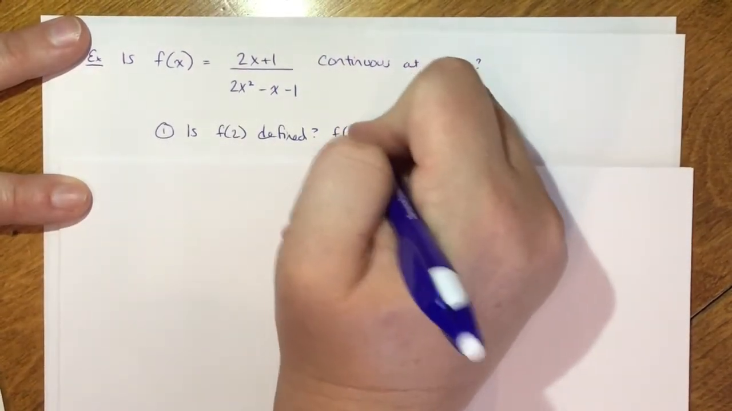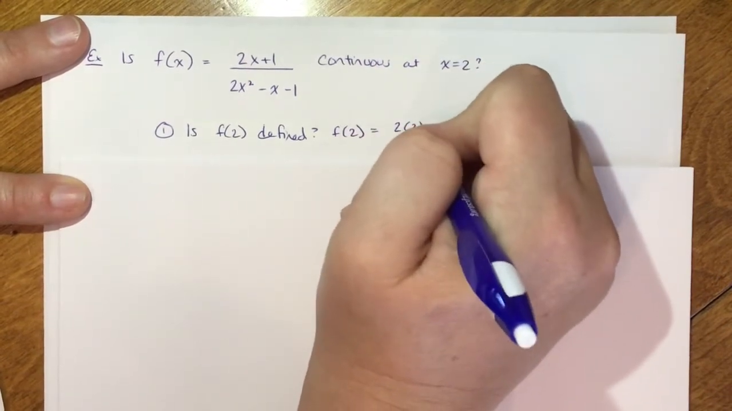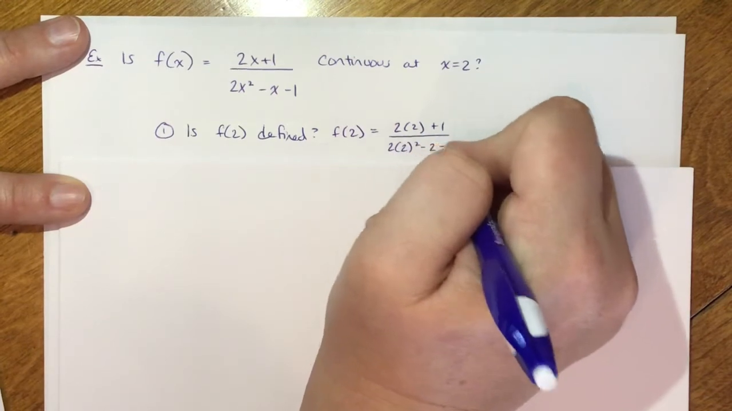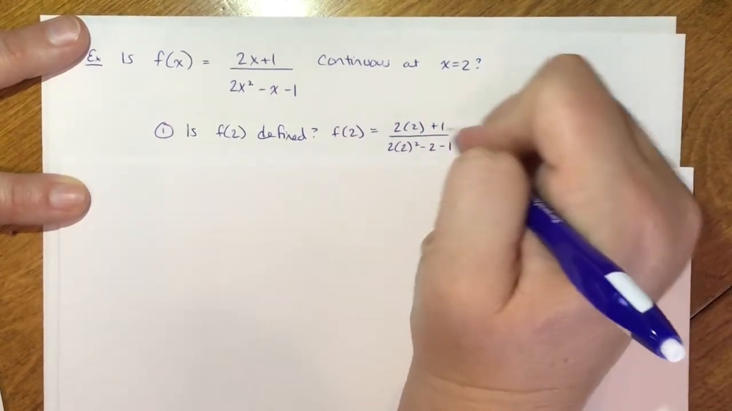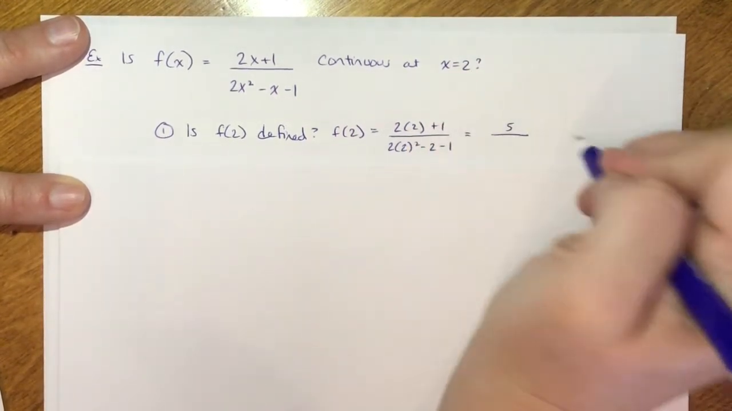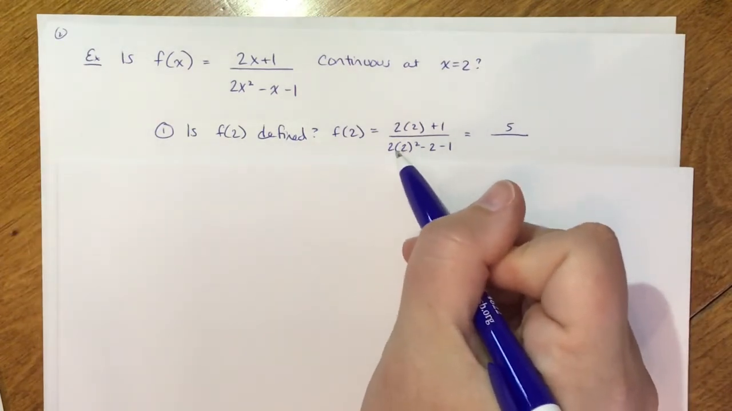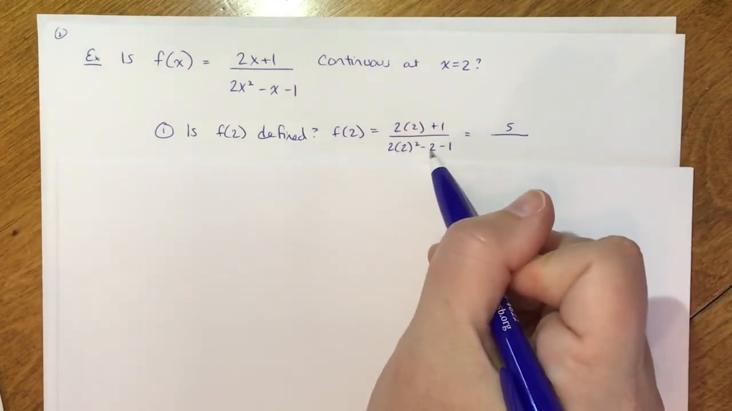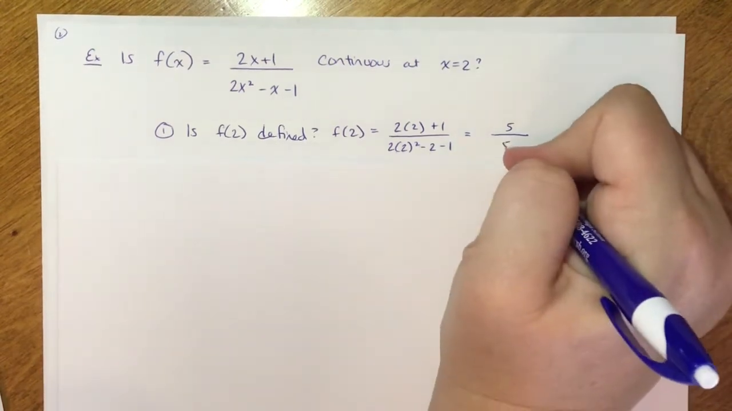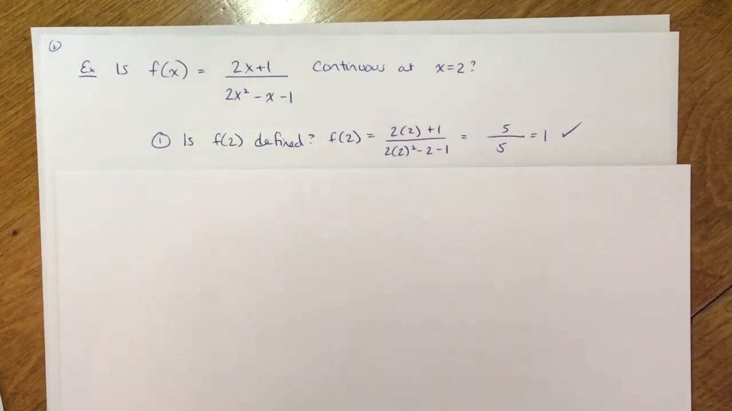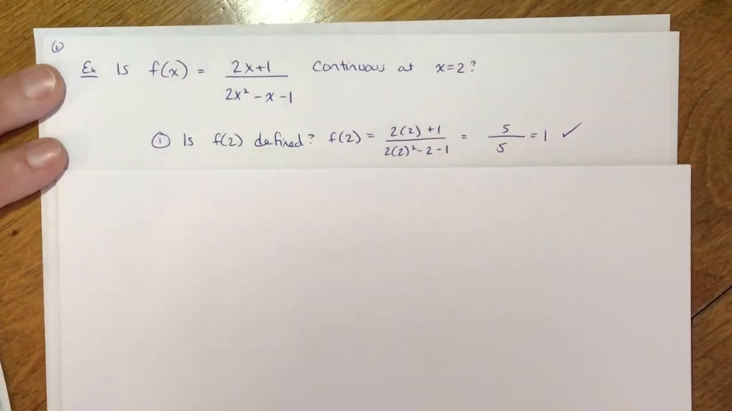So f of 2 is equal to 2 times 2 plus 1 over 2 times 2 squared minus 2 minus 1. So let's see, we get 4 plus 1 is 5 in my numerator. And in my denominator, I've got 2 squared is 4, times 2 is 8, minus 2 gives me 6, minus 1 gives me 5. So 5 over 5, 1. So it is defined. We do have a function value where x equals 2.